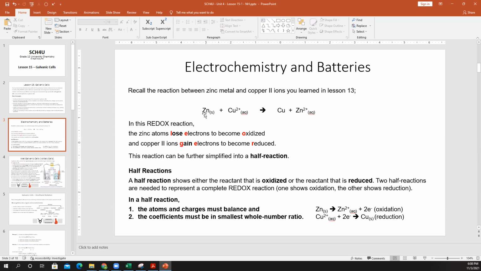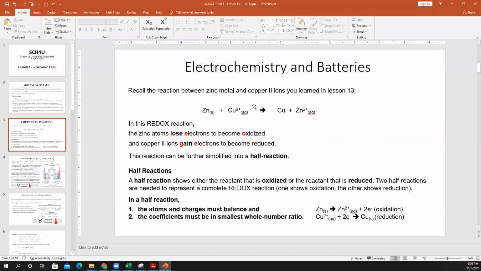So here we can see that our zinc atom is becoming oxidized to zinc ion, and it's losing electrons. It's ending up with a positive charge, so it has lost electrons as a result. And this loss of electrons is oxidation. And the reverse has happened for our copper ion. It has gained electrons to become neutral, to go from a +2 charge. It has gained electrons now to become a copper atom.